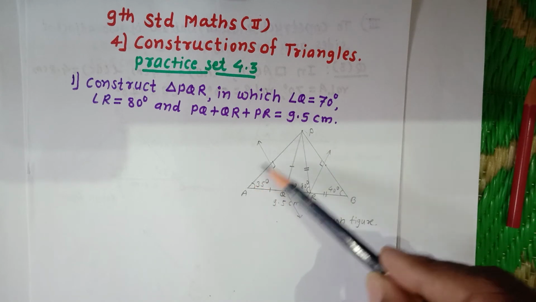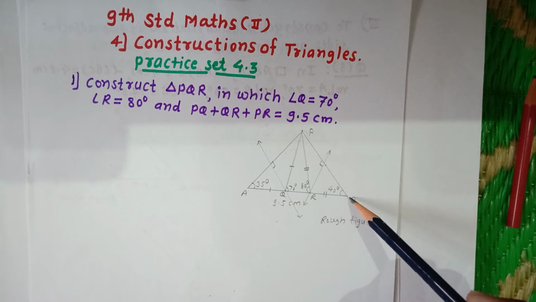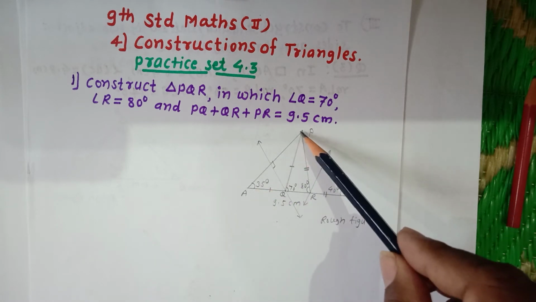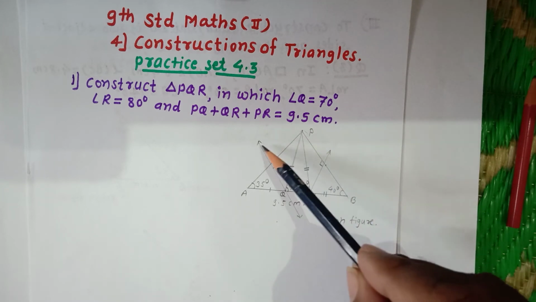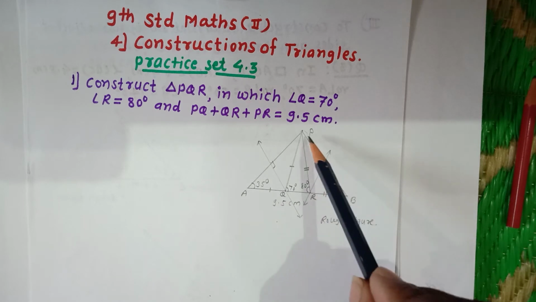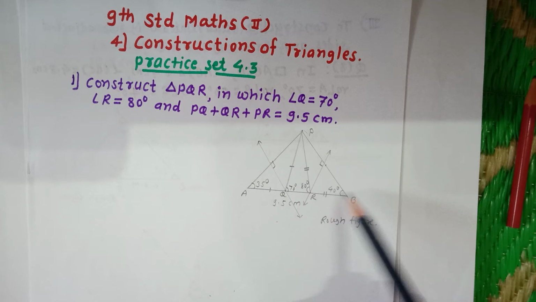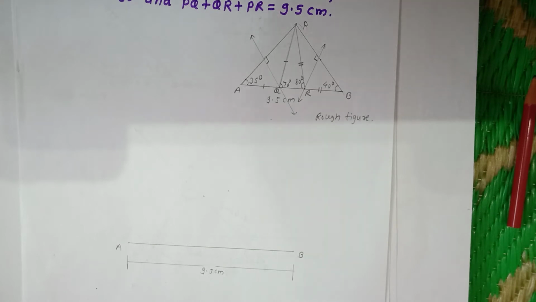Then draw the perpendicular bisector of AB and perpendicular bisector of AP and perpendicular bisector of PB. These two bisectors meet at point Q and R. Join PQ and PR, thus we get triangle PQR. Now let's draw this triangle.